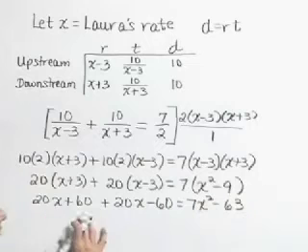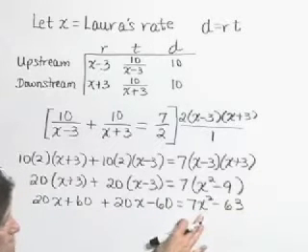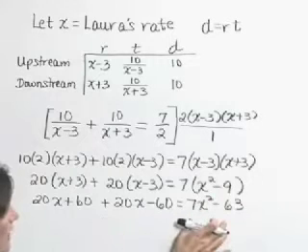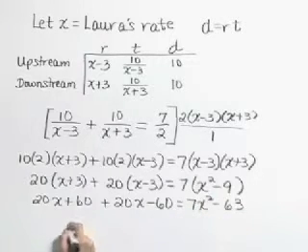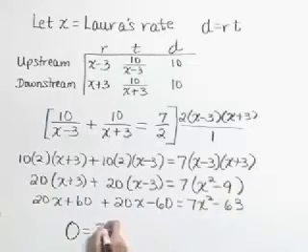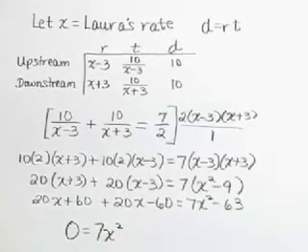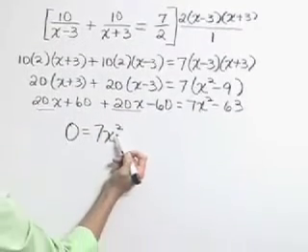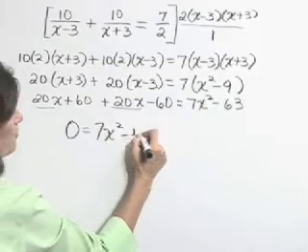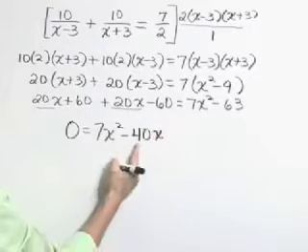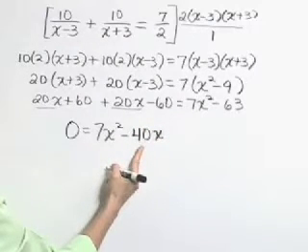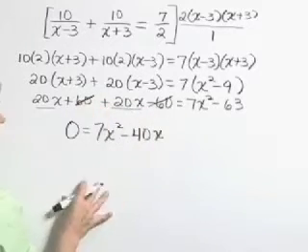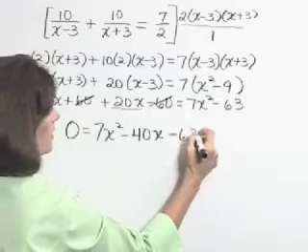Now, this has resulted in a quadratic equation. Let's put this in standard form. I'm going to move everything to the right, set equal to 0 on the left. We'll have a 7x squared term on the right. On the left, we have 20 plus 20, or 40x. Let's subtract that from both sides, where it becomes a minus 40x on the right-hand side. And let's see, our positive 60 and negative 60 on the left cancel out. That leaves us with a negative 63.